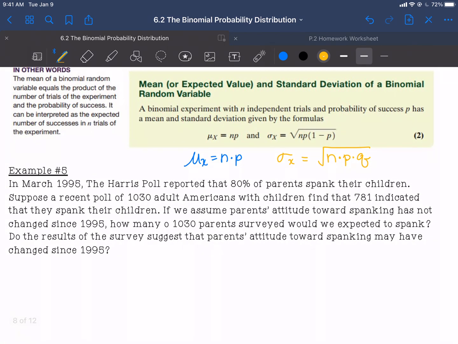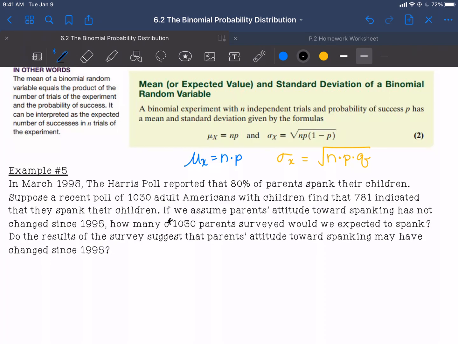Okay, so in March of 1995, the Harris poll reported that 80% of parents spank their children. Suppose a recent poll of 1,030 adult Americans with children find that 781 indicated that they spank their children. If we assume parents' attitudes towards spanking has not changed since 1995, how many of the 1,030 parents surveyed would we expect to spank? Do the results of the survey suggest that parents' attitude towards spanking may have changed since 1995?